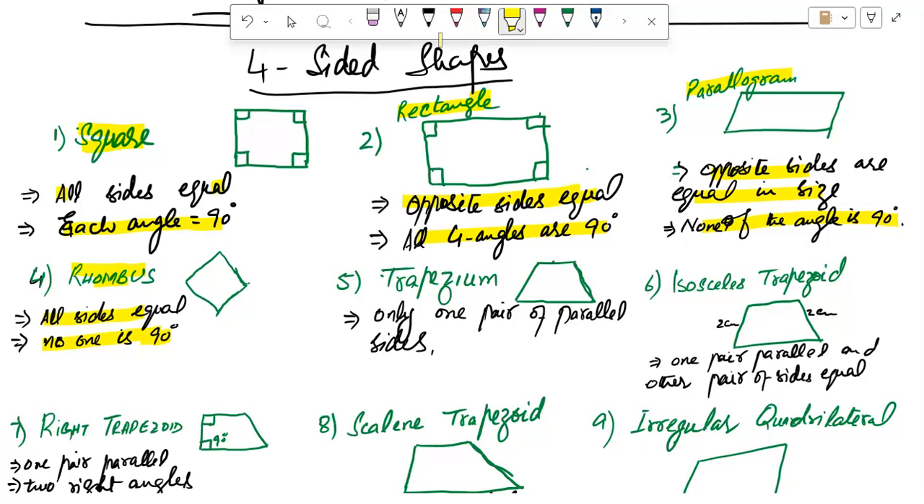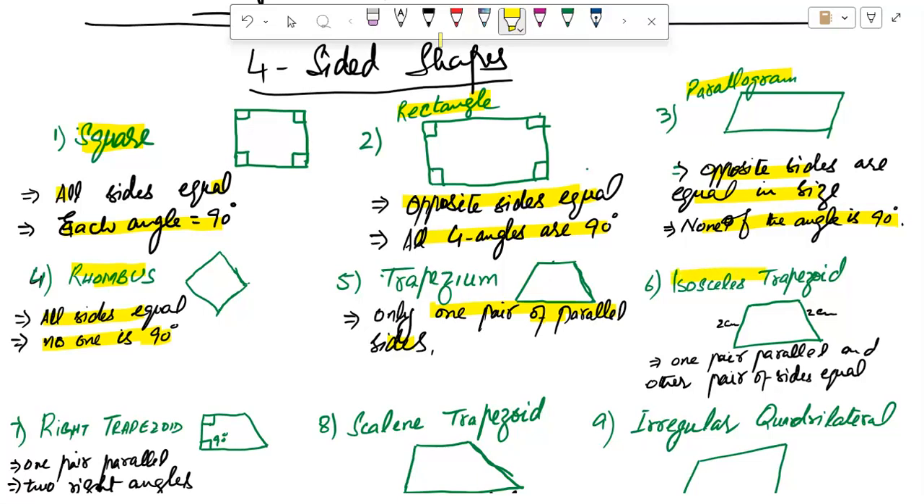Then there is a trapezium. This is also called a trapezoid. There is only a single pair of parallel sides, right? So instead of two pairs of parallel sides, here we have a single pair. So what happens? Two of the sides are parallel, and the other two sides are not parallel, right? So these come in different shapes as well.